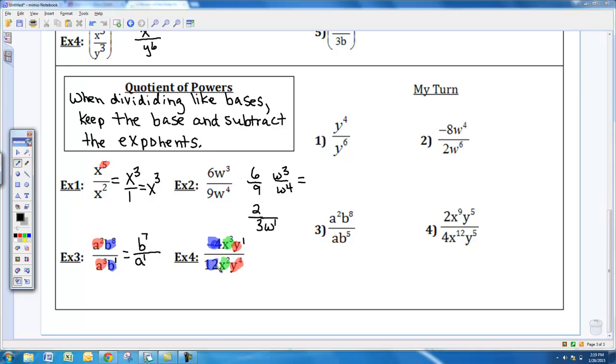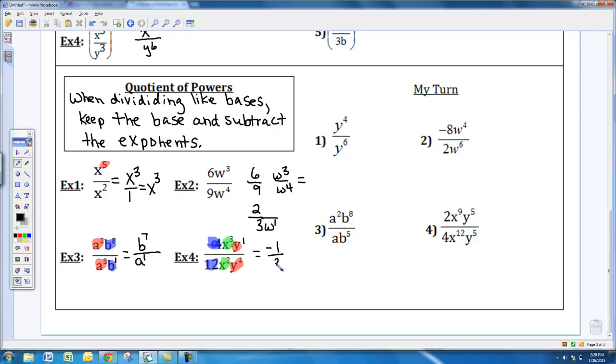Negative 4 over 12. If we divide negative 4 and 12 by 4, we will get negative 1 over 3. Negative 4 divided by 4 is negative 1. 12 divided by 4 is 3. Now we'll divide the x's. Our larger exponent is in the top, so the x is going to stay in the top. 3 minus 2 is 1.